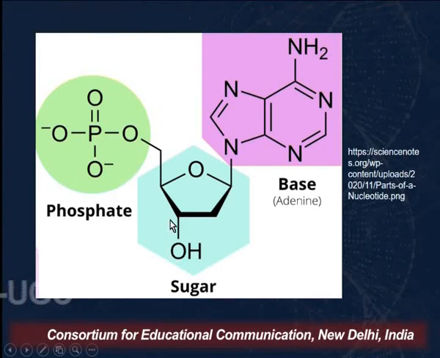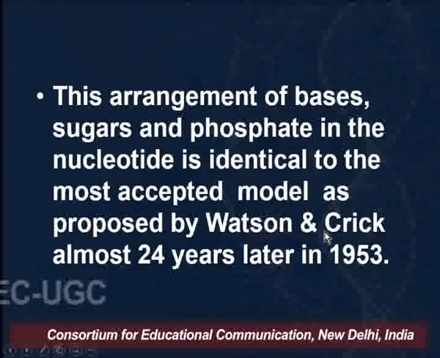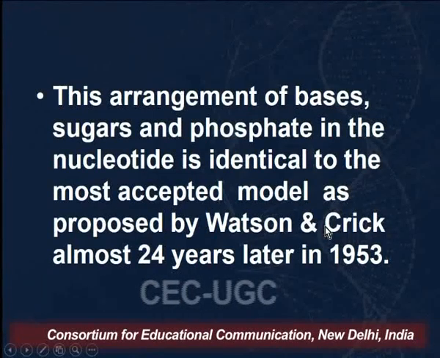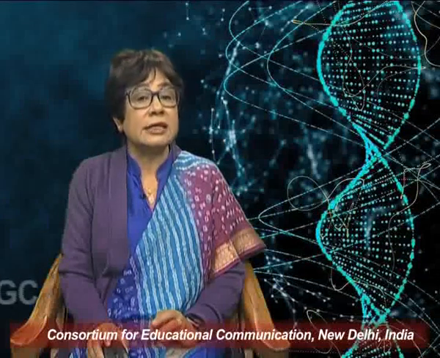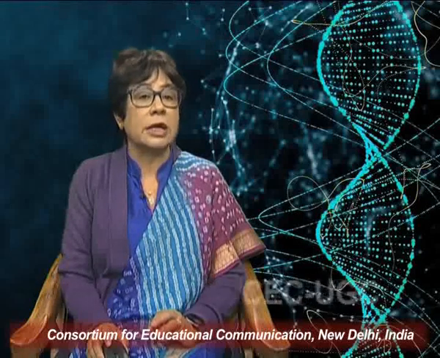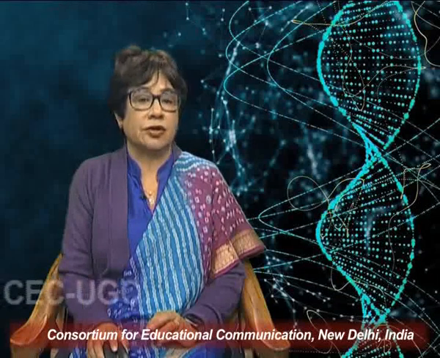And when we look into the modern structure, the Watson-Crick model, what we find is that another ester group is found here, between the C3' carbon of the deoxyribose sugar. So this was the basic structure which Levene proposed for the nucleotide. The arrangement of bases, sugars, and phosphate in the nucleotide is identical to the most accepted model as proposed by Watson and Crick almost 24 years later, in 1953.